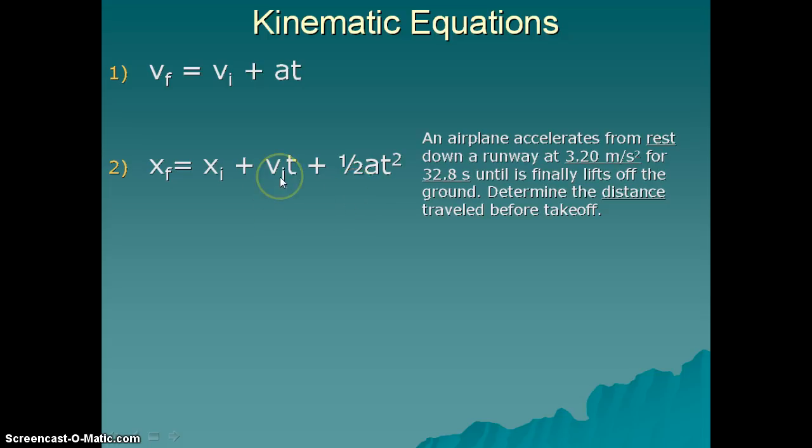From rest, that's our initial velocity, down a runway at 3.2 meters per second squared, that's our acceleration, then 32.8 seconds, and then we want to determine the distance. In this case, distance would be the same as displacement. We would assume that our initial position is 0, so we would be looking for our final position, or the total distance the airplane travels down the runway.